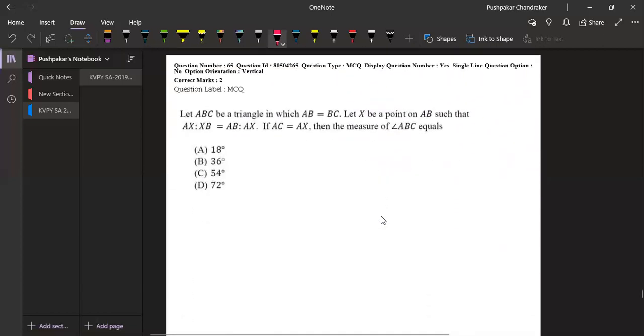Fine. Now question number 65, the last one. They are given here AB equals BC. So draw the diagram.